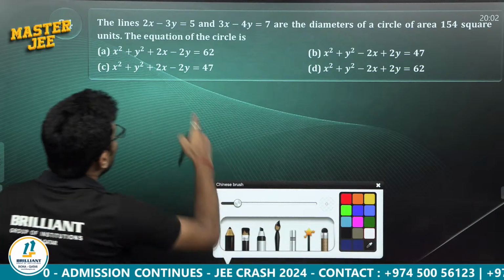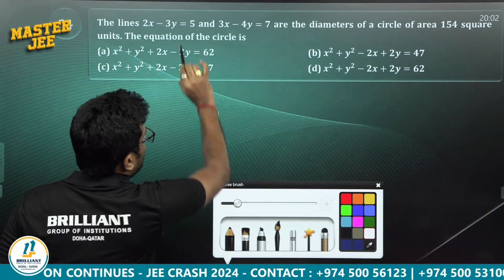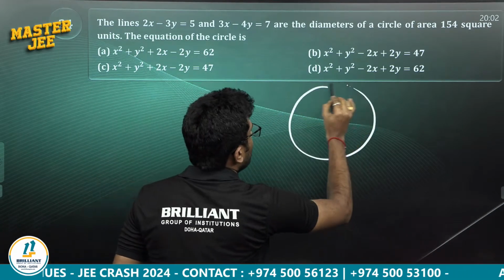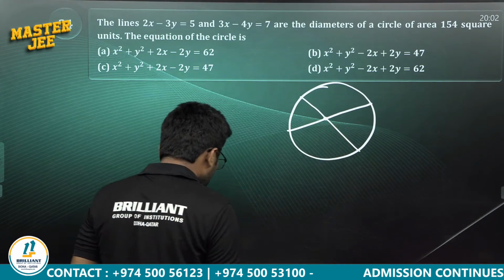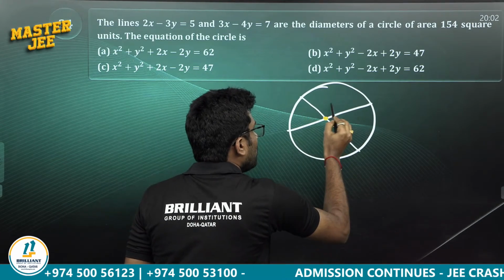So now just understand this. First solve these 2 equations. For a circle, if you solve the 2 diameters, we get the center C.